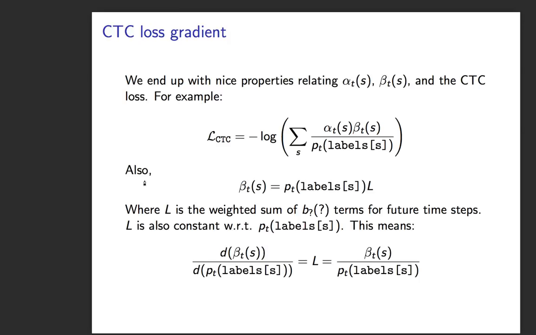That formula should hold for any value of t, and it's an alternative way of calculating it that helps us find the derivative. Another thing about beta is that beta t of s is just the probability at time t of the label at state s times some kind of constant, which is the sum of several other betas, but it doesn't matter. We can find the derivative to be equal to that constant, which is just beta divided by the probability.